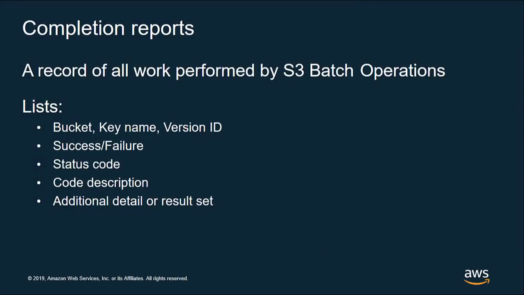For completion reports, you can specify successful or failed, and then what you're going to see is the bucket, key name, version ID of a particular object, whether the individual task was successful or failed, the status code of any particular error, description of that error, and then additional details or result set. So when we talked about AWS Lambda sending information back from the Rekognition call and what labels and attributes came from a particular image, you would be able to see those in your completion report if you set up your Lambda function that way.